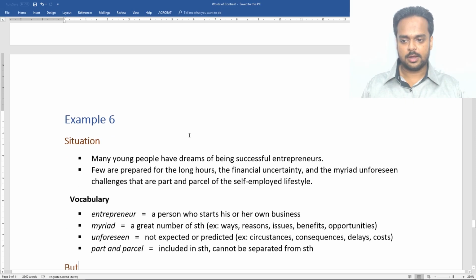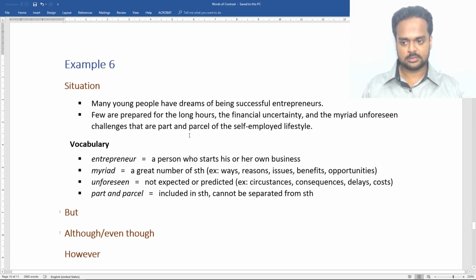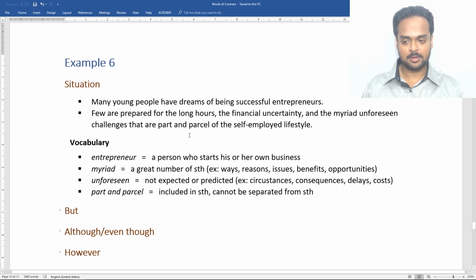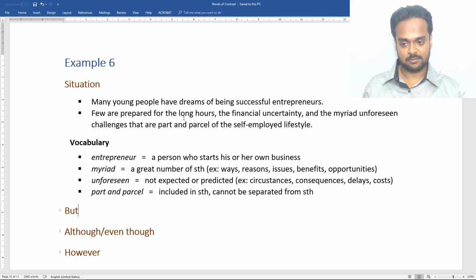All right, let's move on now to the final example, example number 6. There's a lot of vocabulary to discuss here. Many young people have dreams of being successful entrepreneurs. An entrepreneur is a person who starts his or her own business. Few are prepared for the long hours. The long hours means that you might, as a business person, have to work not just 9 to 5, but beyond that as well, for many hours every day.